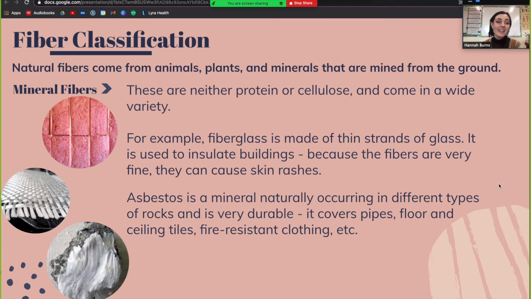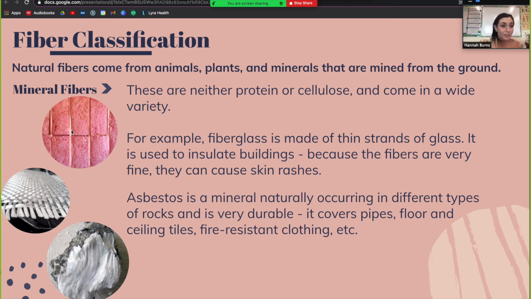So looking at the last form of natural fibers, we're going to look at mineral fibers. So these are neither protein nor cellulose. They come in a pretty wide variety. So there are a few examples that exist. Fiberglass, also known as wool glass, is really commonly used for insulation for buildings, so that's why I included this picture here. You can see that paint coming from the wall.